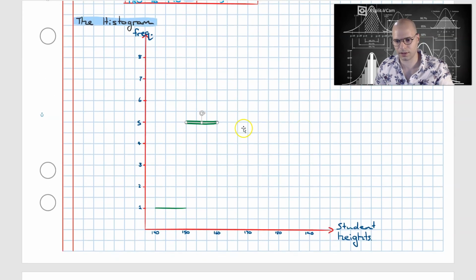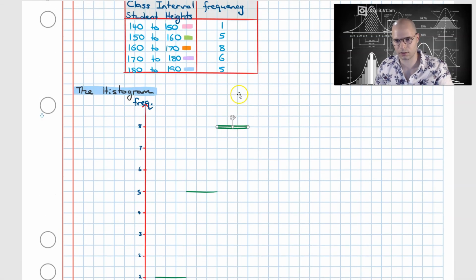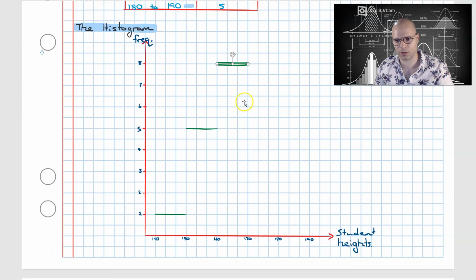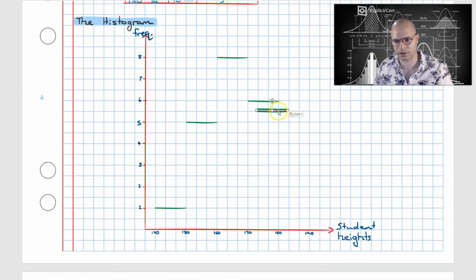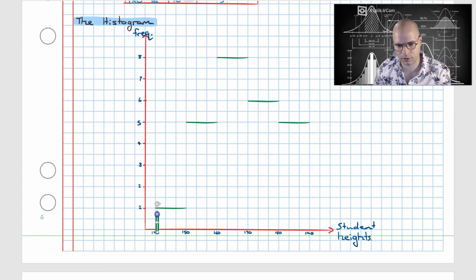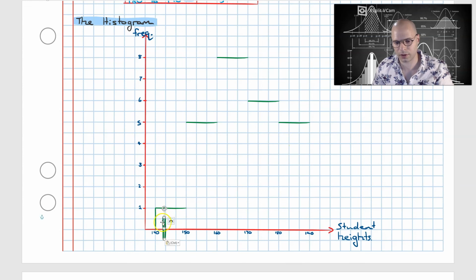160 to 170 is 8. This is the biggest. This is our modal class. 170 to 180 is 6. And finally 180 to 190 is 5. Now the final step is I need to draw in the bars. Again, I'm going to use a ruler, so my graph is actually neat and legible for the people I'm trying to communicate this information to. There's no point drawing graphs if no one can read them.